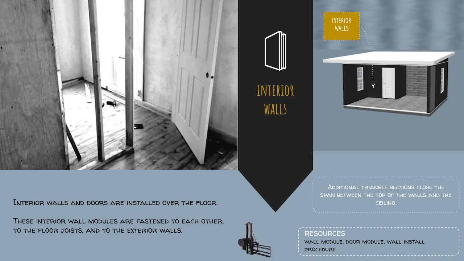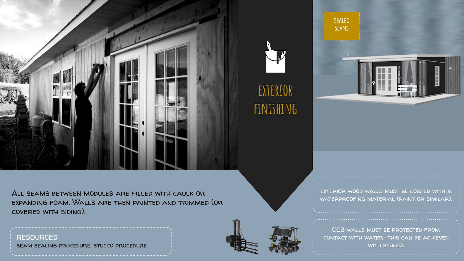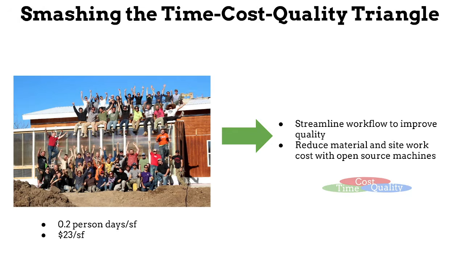Interior walls, exterior finishing. A lot of the buildings we did were clad with some kind of outside covering. But here, with open source machines and materials, you can try to smash the cost, time, quality triangle. If you have automated machines and high production machines, that definitely gets the cost and time down. If you have open source blueprints and skills, that really takes care of the quality. But if you start applying digital fabrication as well, you can address that.